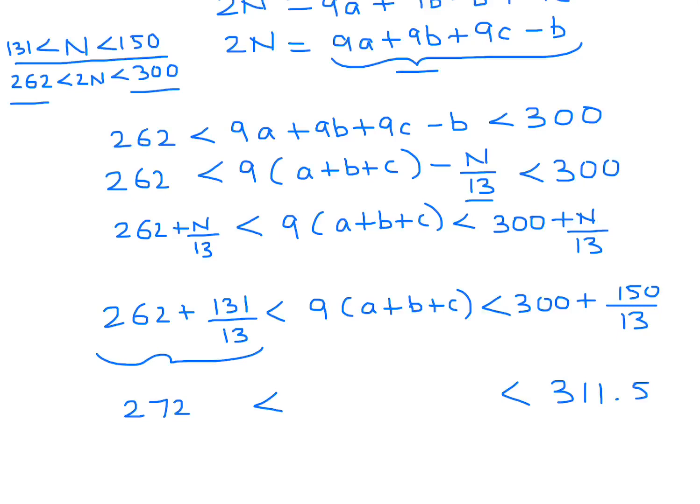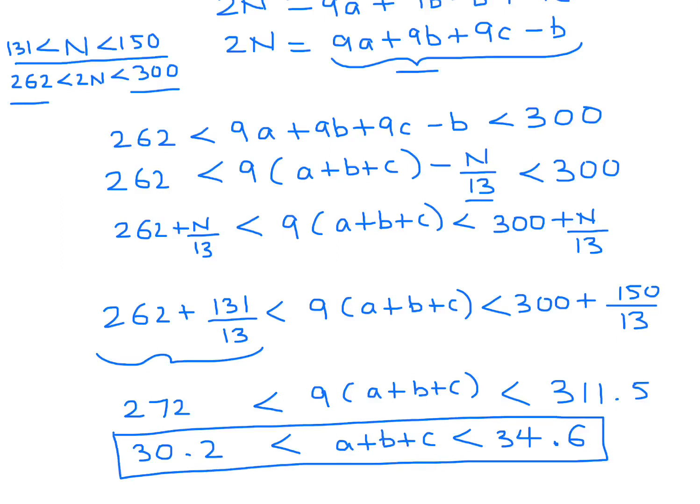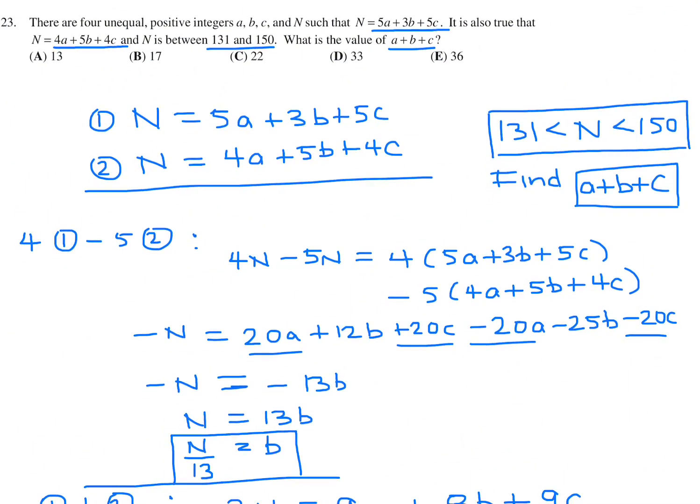And then this is still 9a plus b plus c. Now divide by 9, and you'll get 30.2 for a plus b plus c, and this one will be 34.6. So a plus b plus c is between these numbers. It's between 30.2 and 34.6. Now let's look at the answer choices. Is there anything between 30.2 and 34.6? The only one is choice D, so that's the correct answer.